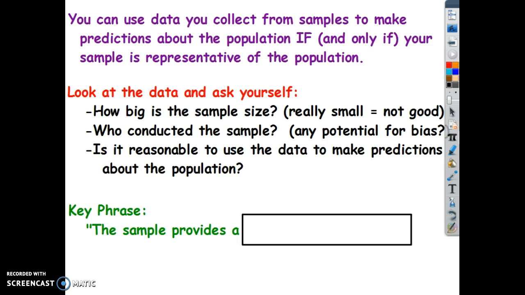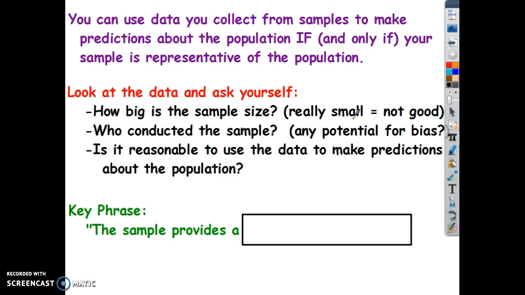Okay, so now we're going to talk about using the data to make predictions. We can use it to make predictions if and only if our sample is representative of the population, meaning it doesn't show bias. So 3 things we have to ask ourselves. How big is the sample? Really small is not good. Who conducted the sample? Is there any potential for bias? And is it reasonable to use the data to make predictions?